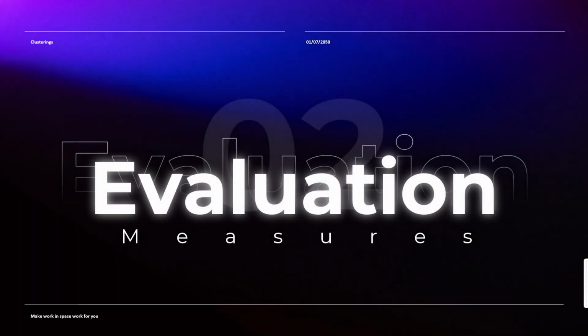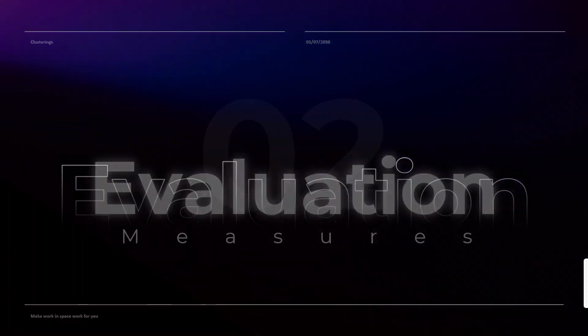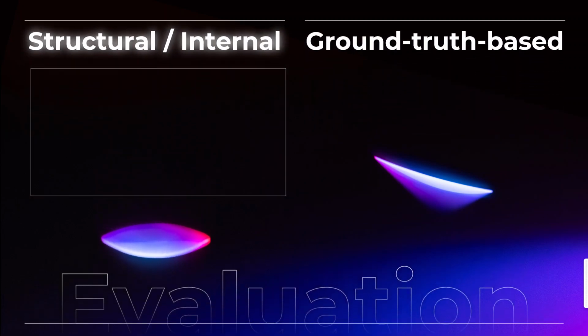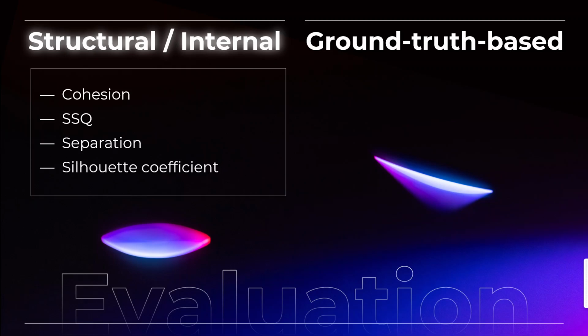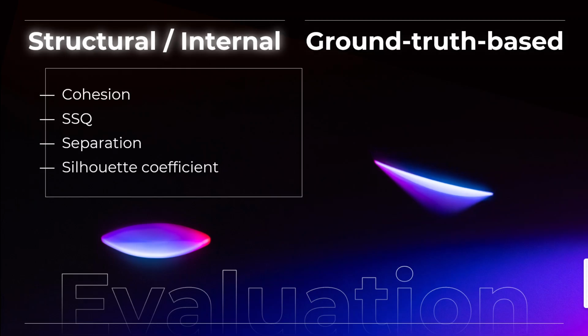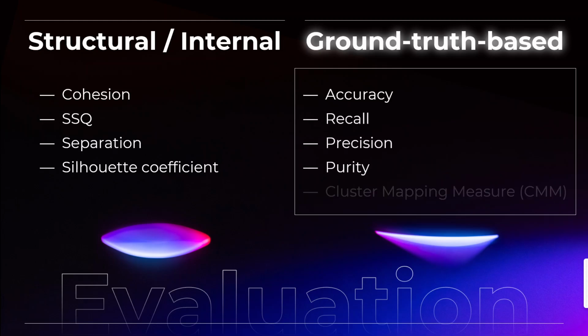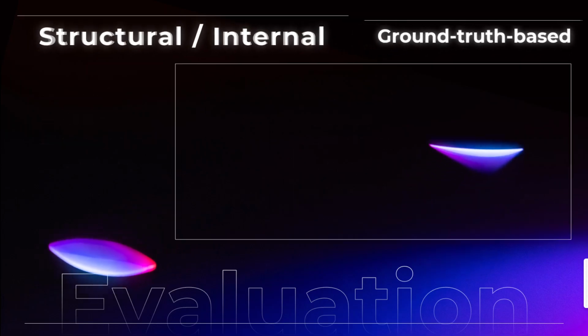Let's check out the evaluation measures. We have two evaluation types. The first one is structural or internal, and the other one is ground truth based. The first group has cohesion, SSQ, separation, and silhouette coefficient, if I pronounce it correctly. And the other one is ground truth based, which has accuracy, recall, precision, purity, and cluster mapping measure.